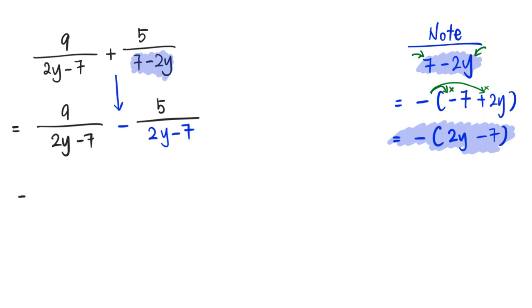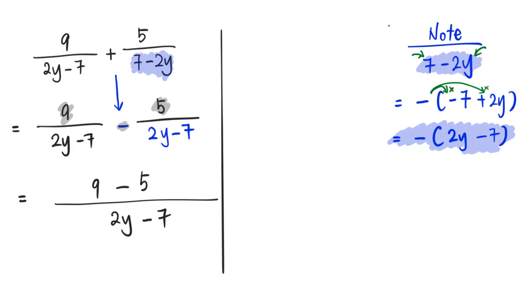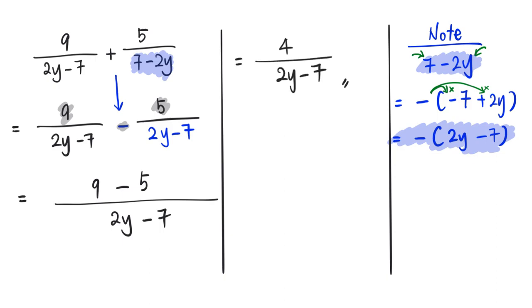And why does Mr. Tan do that? Because then I can see that the common denominator is 2y minus 7. And I will have 9 minus 5. So final answer would then be equals to 4 over 2y minus 7. And that will be the final answer for this question.